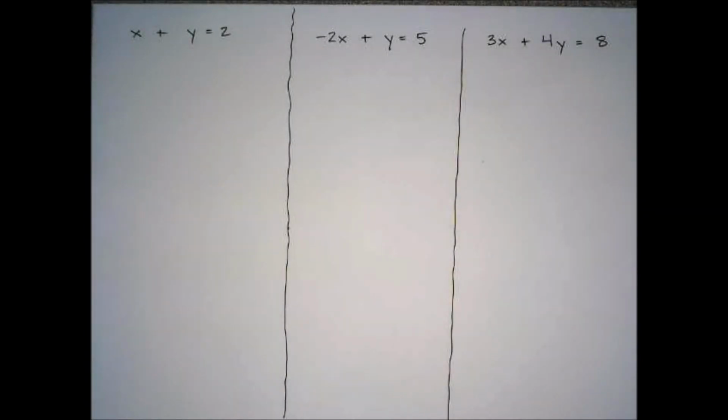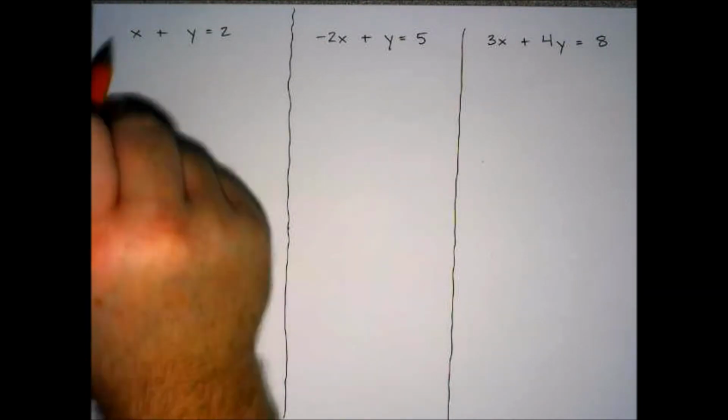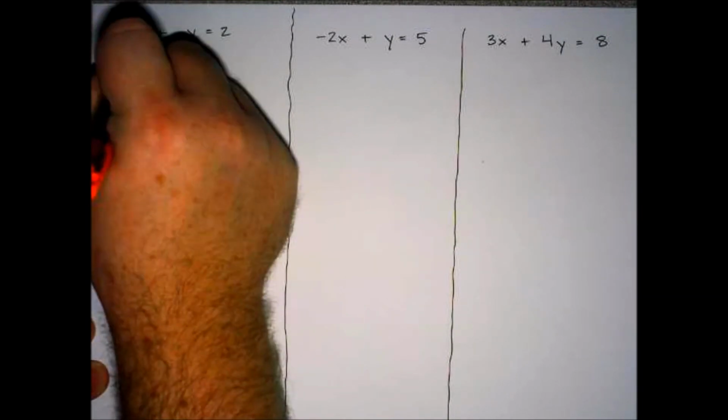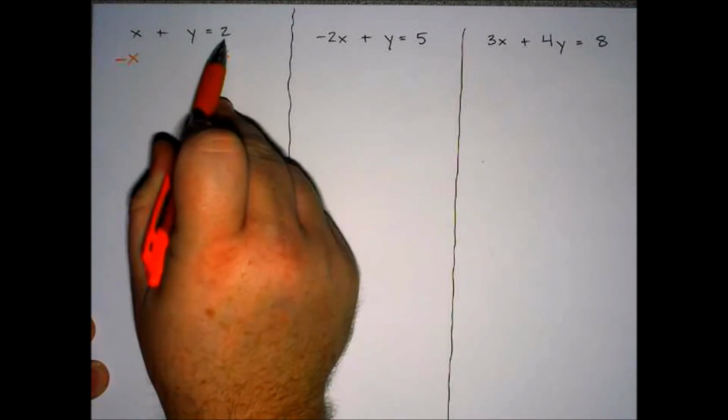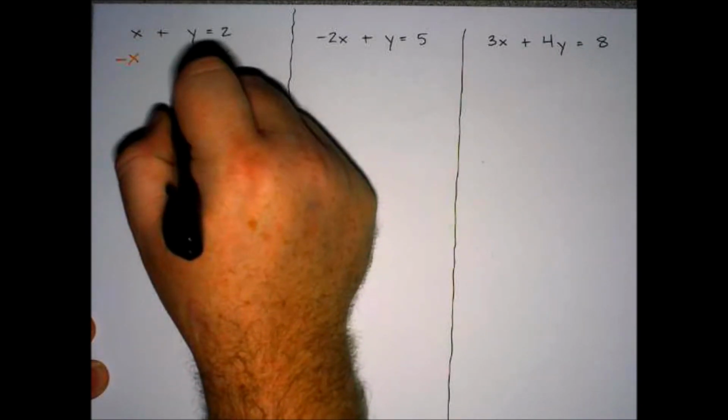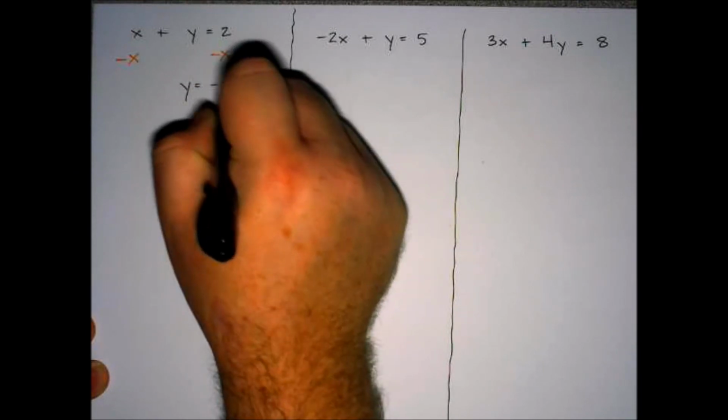Alright, so for a quick quiz warm-up, I'm going to show you how to solve all three of these equations and put them in slope-intercept form so we can look at the differences. So if we look at the first one, there's a positive x. We subtract x from both sides. That's a 2, by the way. So that cancels out the x's, and we're left with y equals negative x plus 2.